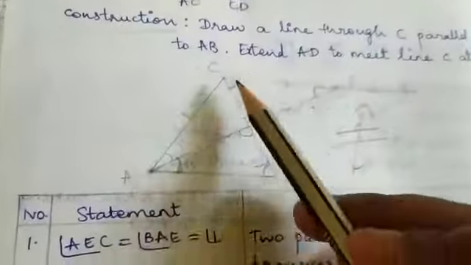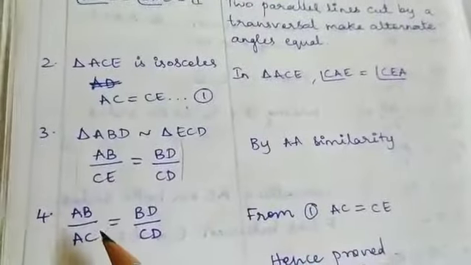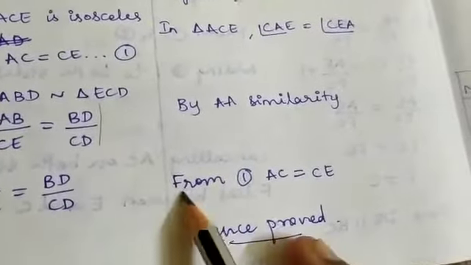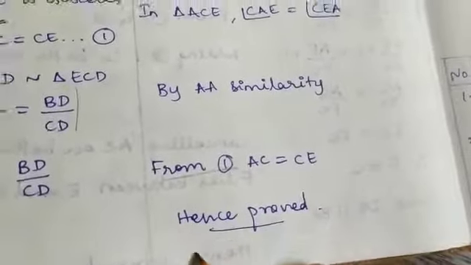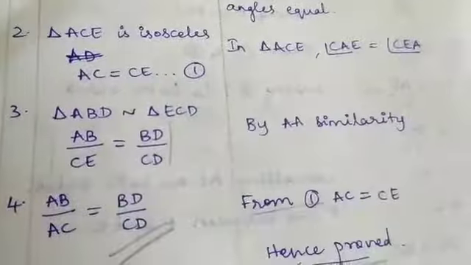So AB by AC equal to BD by CD. How? We proved that CE equal to AC, so we can replace CE in the place of AC. That is all we have done. So we have got from 1 that AC equal to CE. Hence we have proved it. This is our proof.